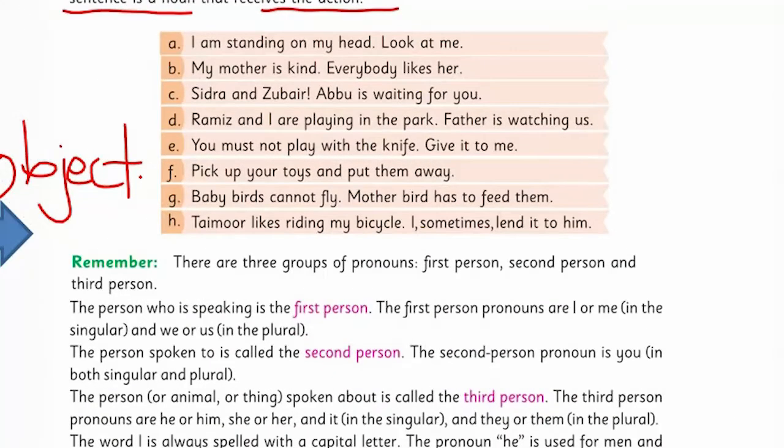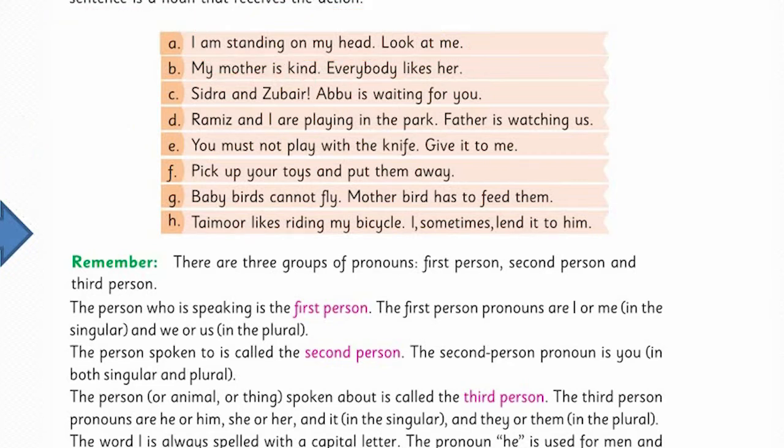Look, here are some examples. I am standing on my head. Look at me. I and me are pronouns here. My mother is kind. Everybody likes her. Here her is a pronoun. Example 3: Sidra and Zubair, Abu is waiting for you. Here you is a pronoun.